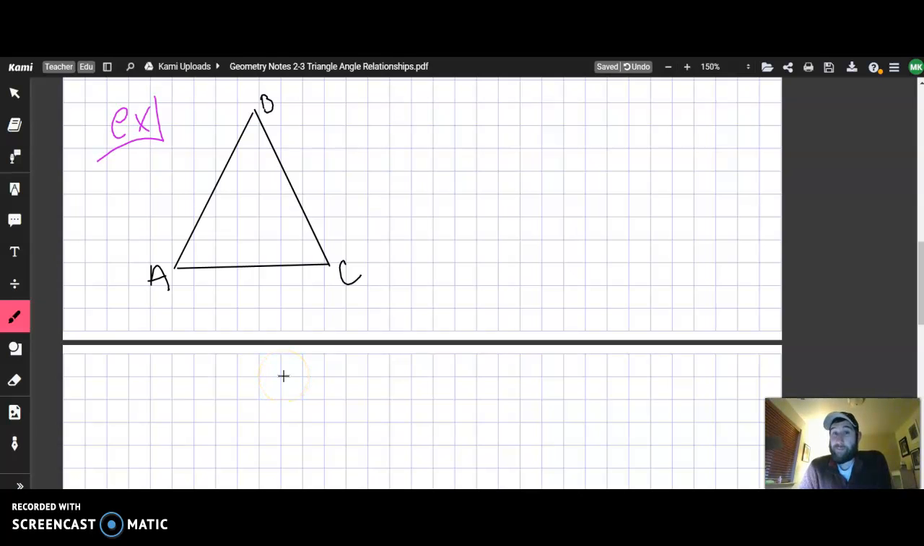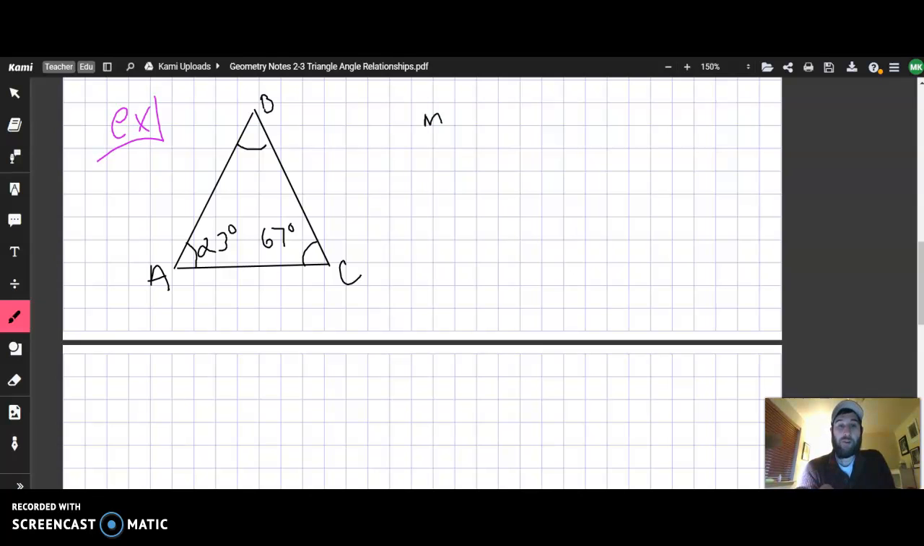Welcome back to geometry. So let's take a look at some examples of applying the triangle sum theorem. So here we have triangle ABC. Let's pick some favorite numbers. Let's say A is 23 degrees, C is 67 degrees, and we want to know what the measure of angle B is. Well, the good news is we know because of the triangle sum theorem, we can just add all three angles together and solve.